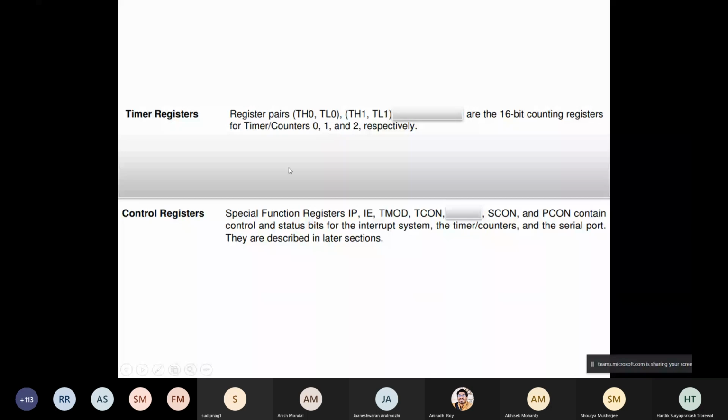Control registers, IP, IE, all those registers are present. These control registers are basically controlling certain configurations, and how the microcontroller is going to behave with interrupts. So you have to control them, right? How do you control them? By writing something into the interrupt registers, or into the timer registers, or into the power or serial communication registers, or serial configuration registers.